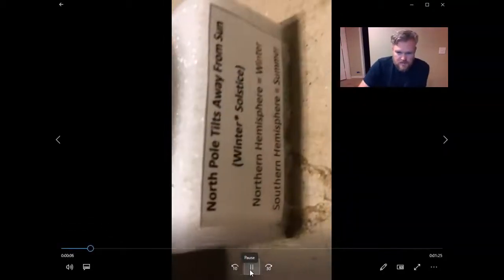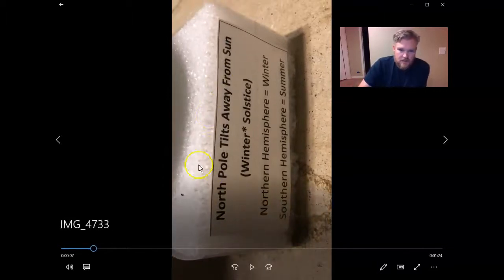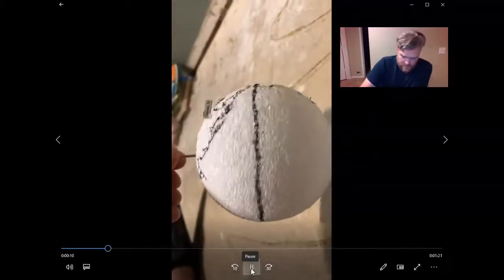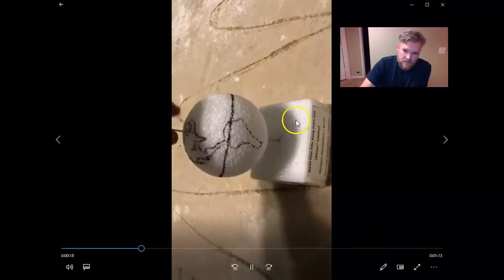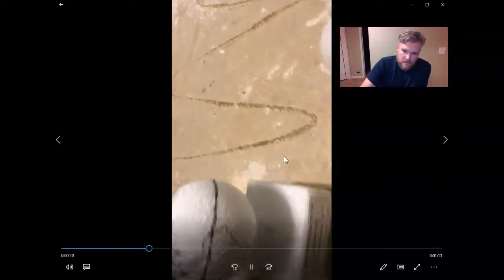So notice that this one is the North Pole, tilts away from the sun, and so that's going to be your winter solstice in the northern hemisphere, summer solstice in the southern hemisphere. I've got Denton, New York City on there just for fun, but notice that it's tilting away from the sun. Then we basically just move. Notice the square part of the block doesn't turn.